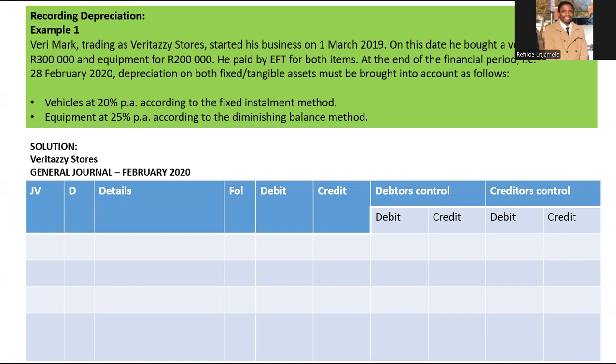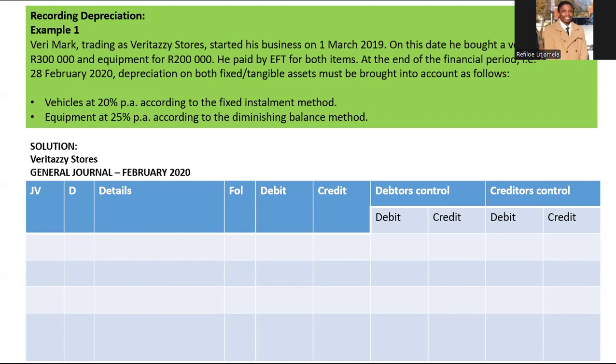To calculate depreciation on this, because it is new and we need to prepare the general journal for February 2020, everything is new here because they've just been bought. They were bought on the 1st of March 2019, which is when the business started.